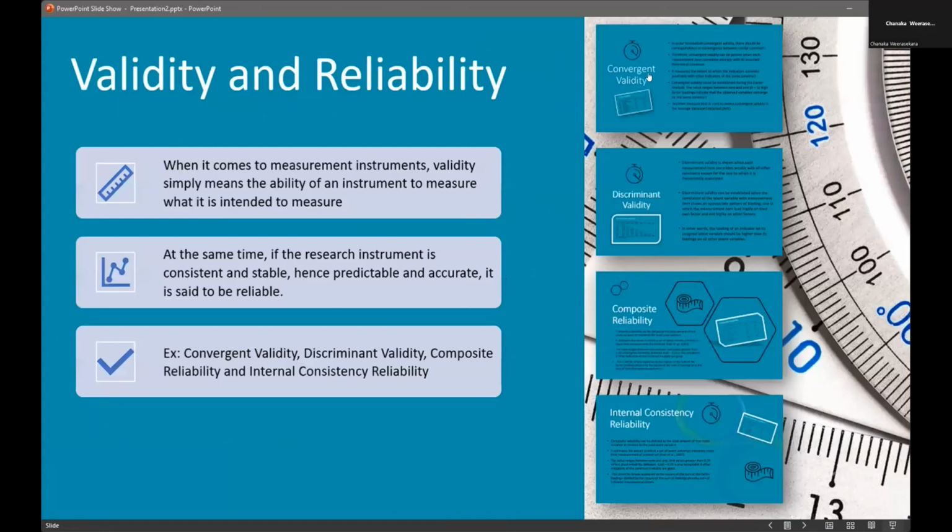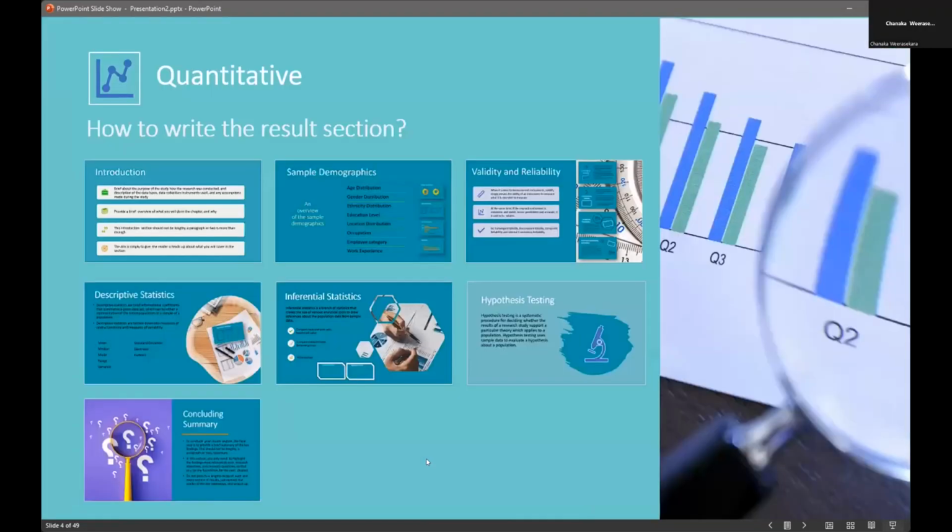If you want, you can present other things if you are keen on running factor analysis. So that's the basic idea when it comes to validity and reliability.